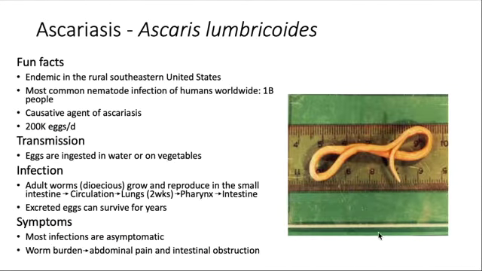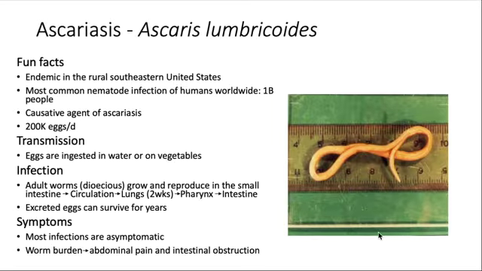So the first group that we'll look at are the Ascariasis. Ascariasis is a disease that is caused by Ascaris lumbricoides. So once you're infected with Ascaris lumbricoides, you suffer from Ascariasis. It's endemic in rural southeast United States. It's the most common nematode or worm infection in the world. You have over 1 billion people that are infected every year.